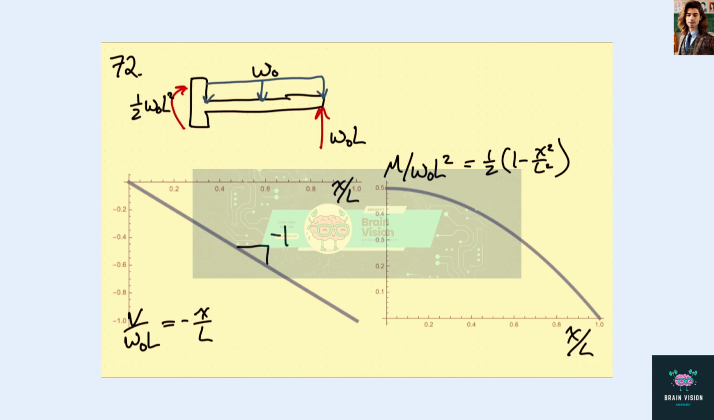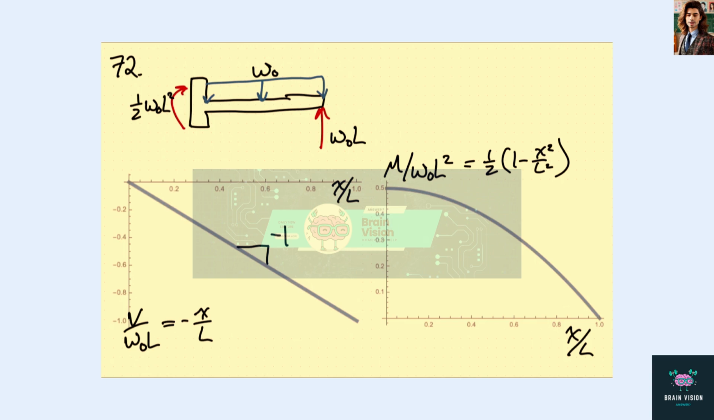1/2 omega naught times L squared, and this load is just the total load applied because we have a uniform distributed load. That's omega naught L. Now we can draw our shear. In this case, if we plot V over omega L as a function of x over L, then the slope of this line is -1. And so V is minus omega naught x.